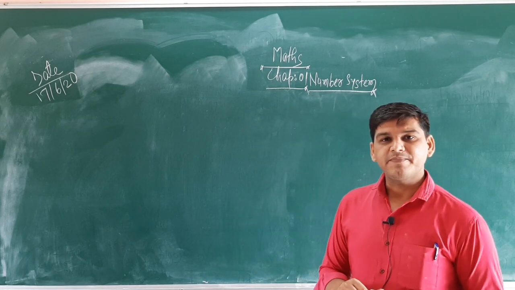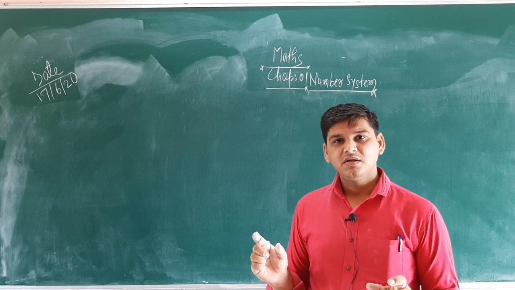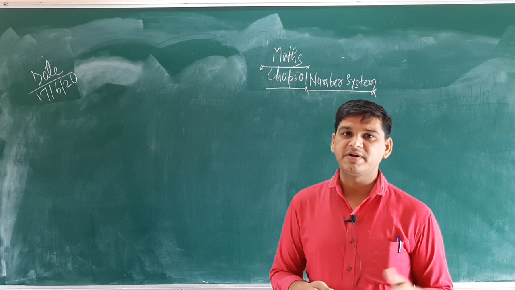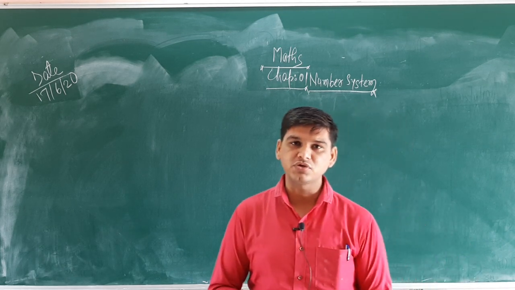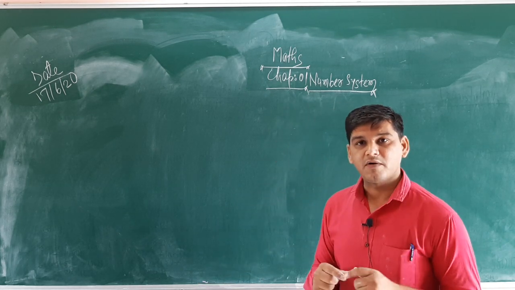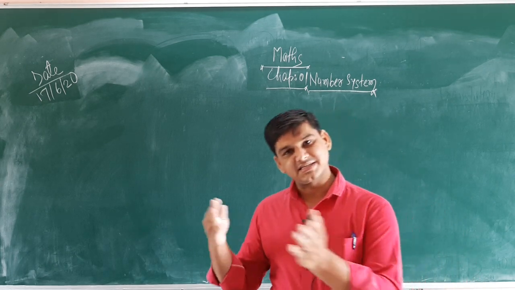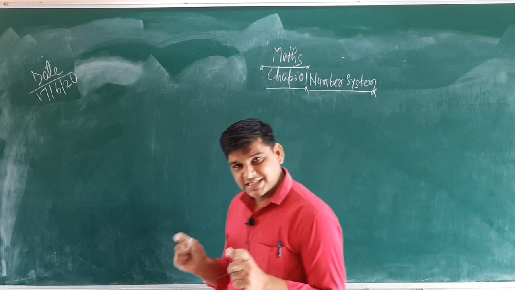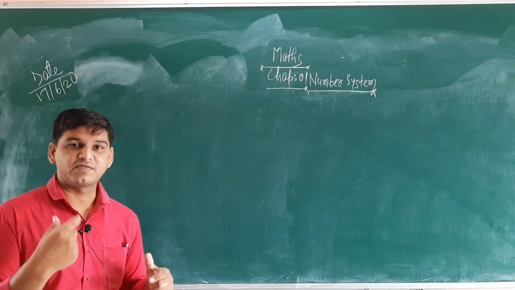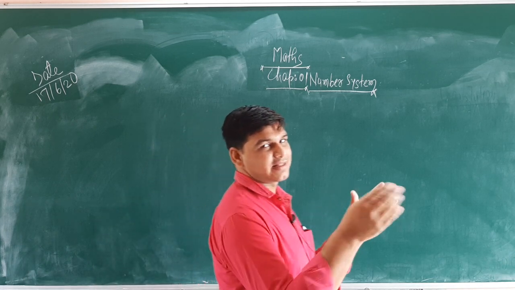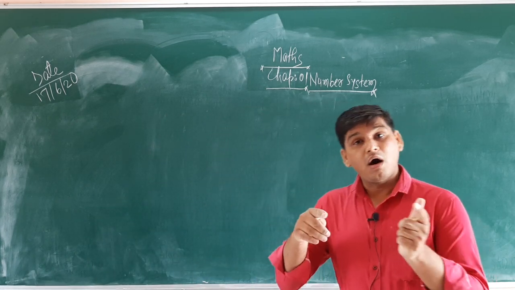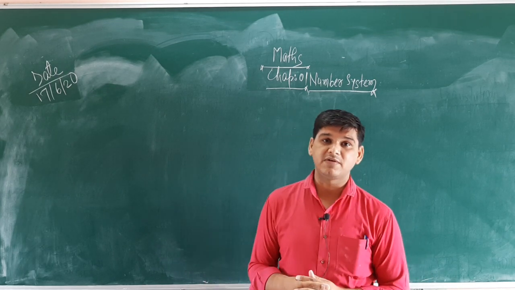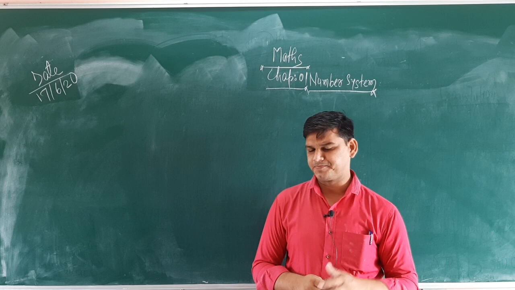We also discussed how to find rational numbers between two numbers like 3 and 4. If we want a rational number between two numbers, we discussed what method to use, and how a decimal value can be converted into the form p by q, which is also a rational number. Also, if a rational number is given and we have to convert it into decimal form, we use the long division method.